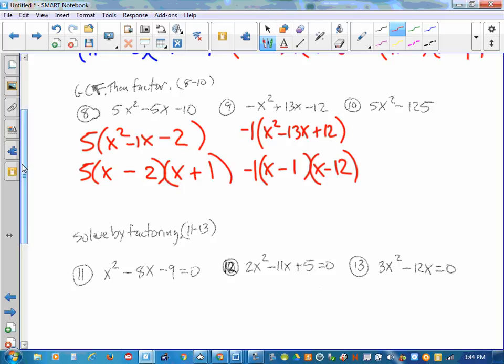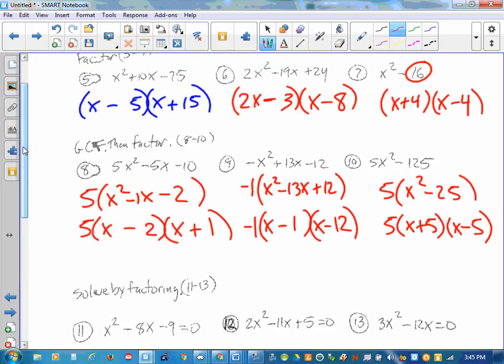Okay, number 10 factors twice, taking out 5 because 5 is the common factor. And I would have 25 left over. So it's x plus 5 and x minus 5. Difference of two perfect squares. Just like the one above it, but it has an extra 5 there that I had to factor out first.